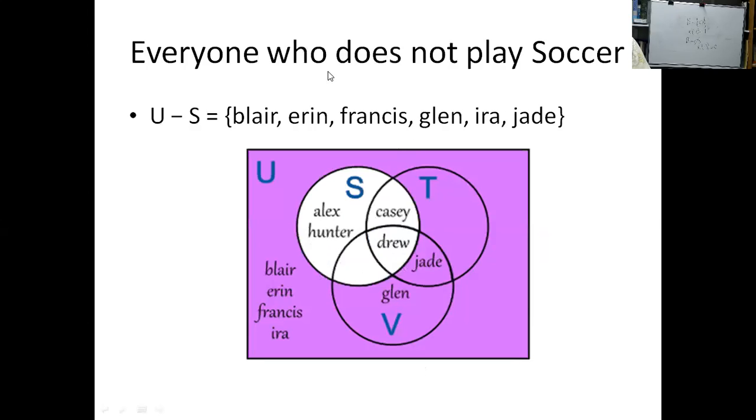All right, everyone who does not play soccer. So you want to find everyone who doesn't play soccer. So it includes the universal set minus soccer. You take the soccer set and subtract it from the universal set. We get Blair, Erin, Francis, Ira, Glenn, and Jade.